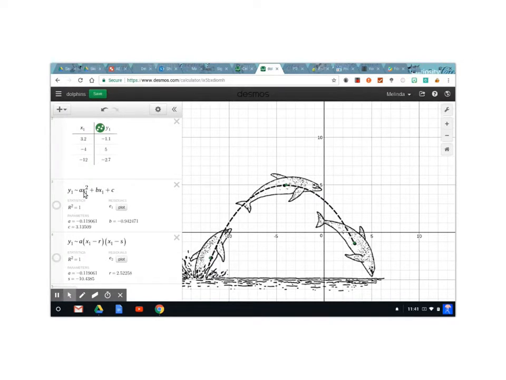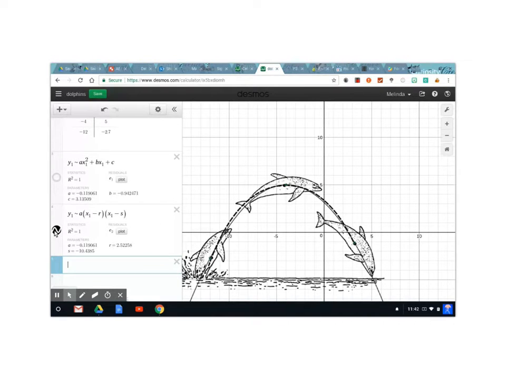This is standard form. So I just type it in, but I add the subscripts on the variables. So y1 tilde ax1 squared plus bx1 plus c. And then Desmos does the rest of the work, fits the curve, and comes up with your a, b, and c. Alternatively, perhaps you like the factored form. Again, as long as you're remembering the subscripts and the tilde, you're going to get your curve.